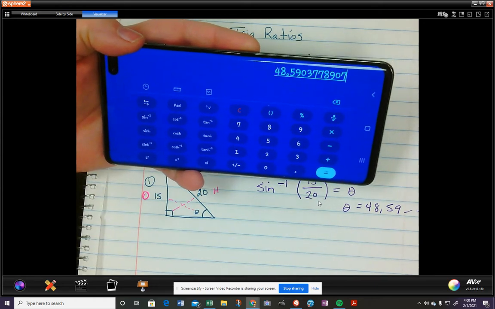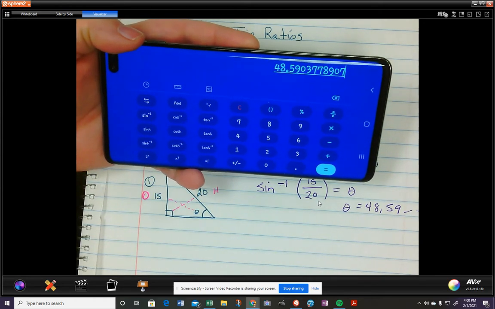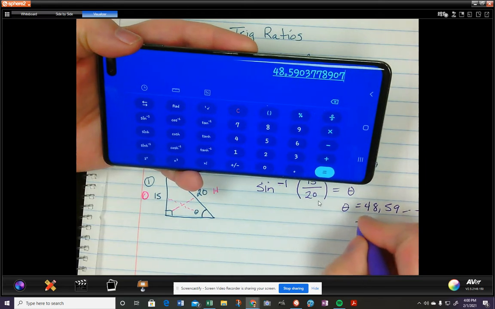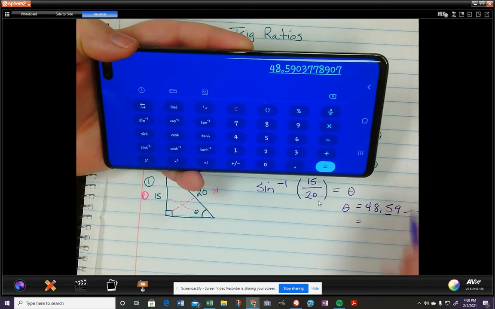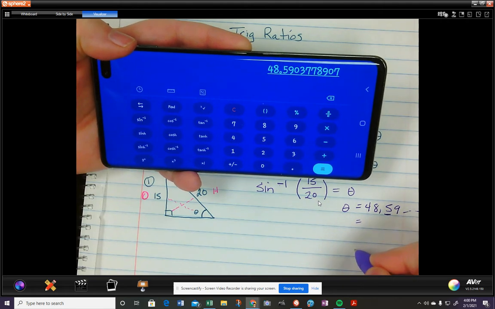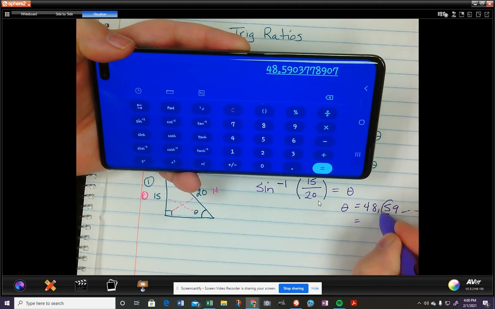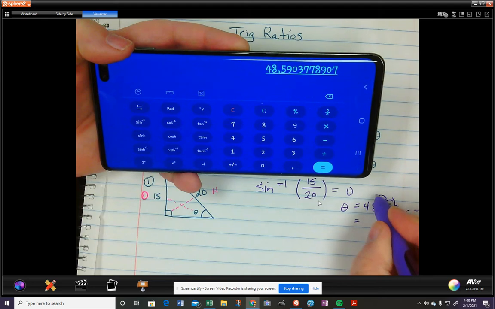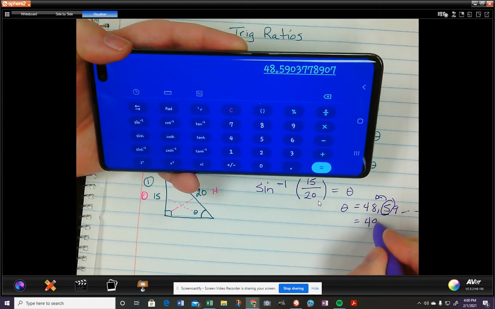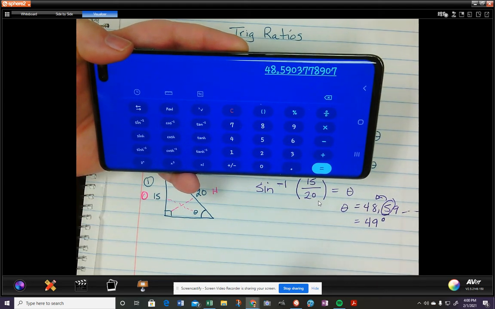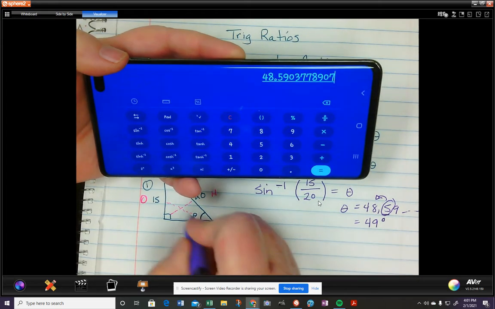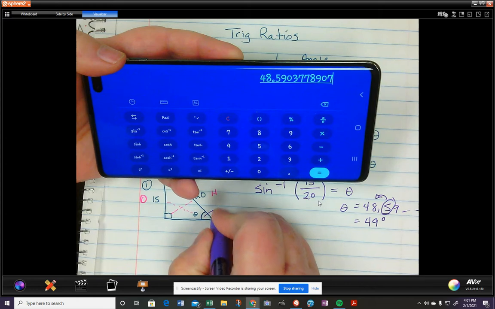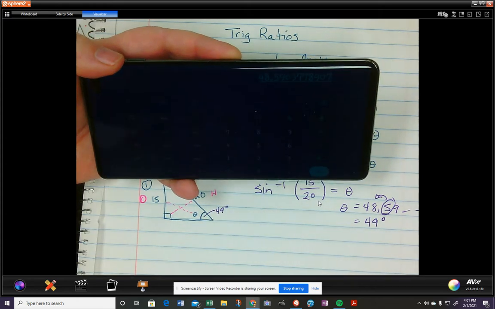Now, normally we don't measure degrees in anything but whole numbers. So I'm going to round this to the nearest whole number. So I'm going to look at the number right there. Is it going to go up or stay the same? Well, this number says it's going to go up. So that number is going to change to 49. 49 what? Degrees. We're dealing with degrees. So this angle is 49 degrees.